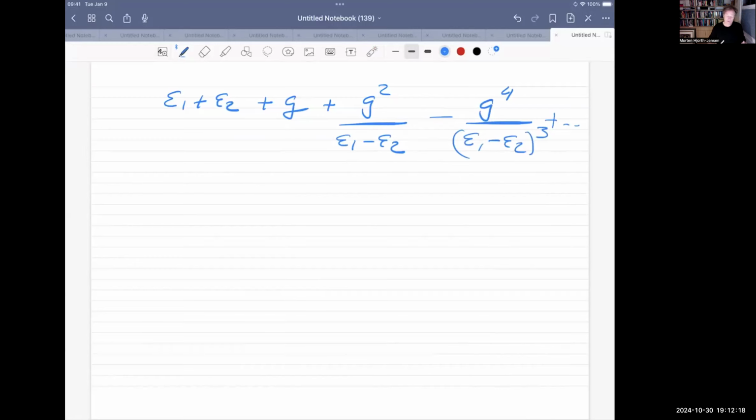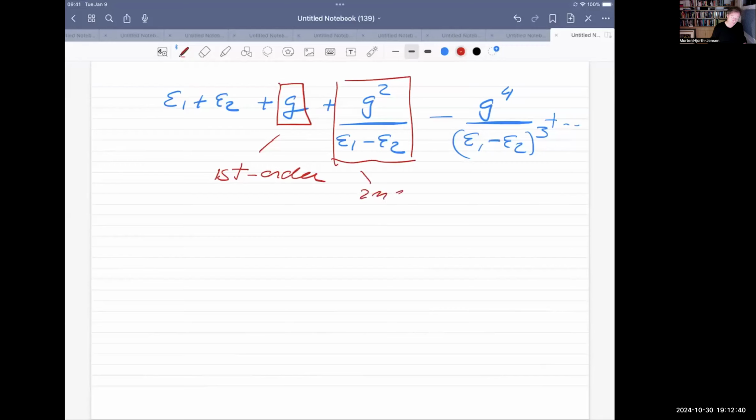Now, what we are going to see now is that when we do many-body perturbation theory, this first term here is going to be the first order term. And this term, which you see here, this one, is then going to be our second order term.